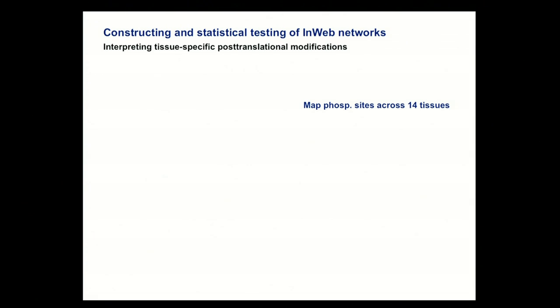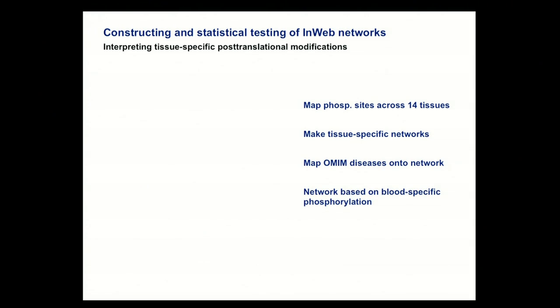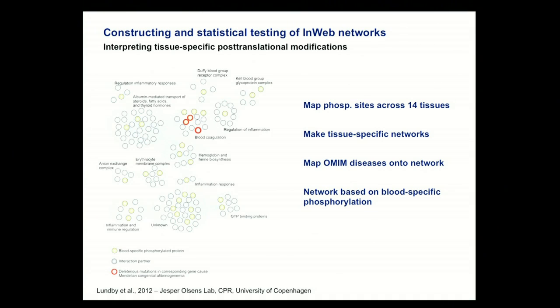We took these 14 different data sets and made tissue-specific networks using the method that I showed you a few slides ago. Again, we mapped diseases onto the network. The example that I'm going to show you is a network based on blood-specific phosphorylation. So again, the green proteins are those that have a blood-specific phosphorylation site. And again, this network clearly has blood-specific biology. It's even more clear than the brain network.